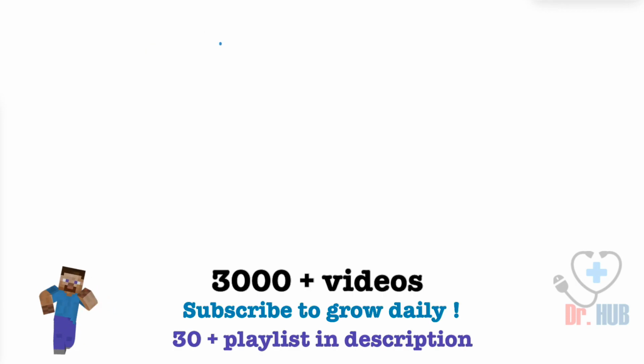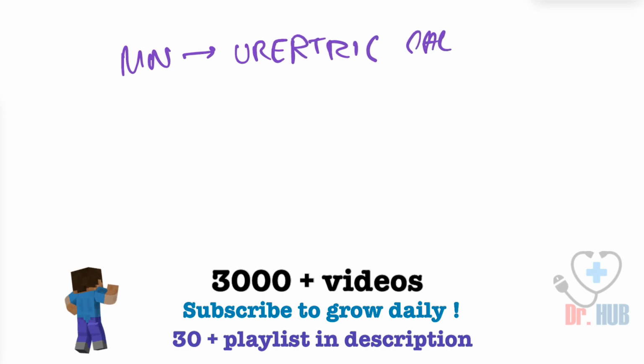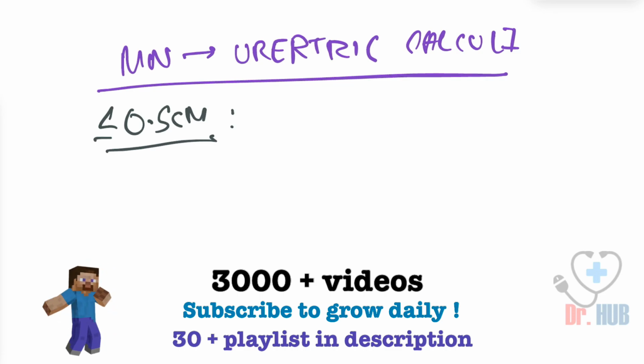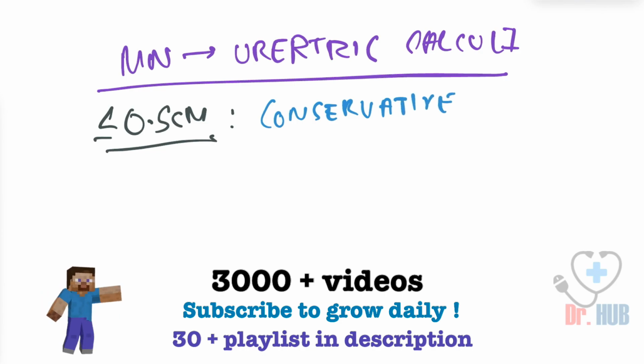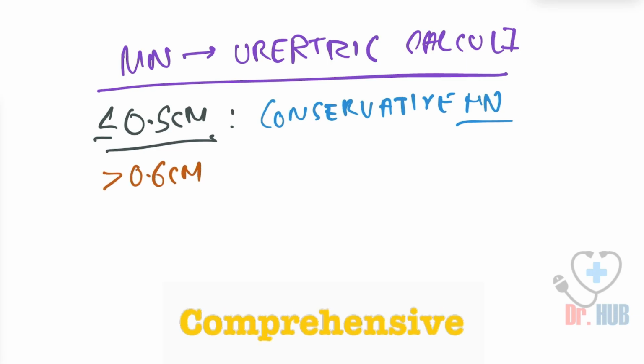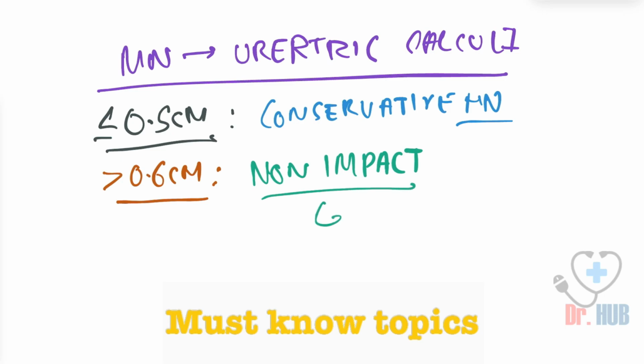Now we are going to look at the management of the ureteric calculi. Under this, the first step will be to check the size. If the size is less than 0.5 centimeters, we do conservative management. And in case it is greater than 0.6 centimeters, we look for whether it is non-impacted. In case it is non-impacted, we do the URS.